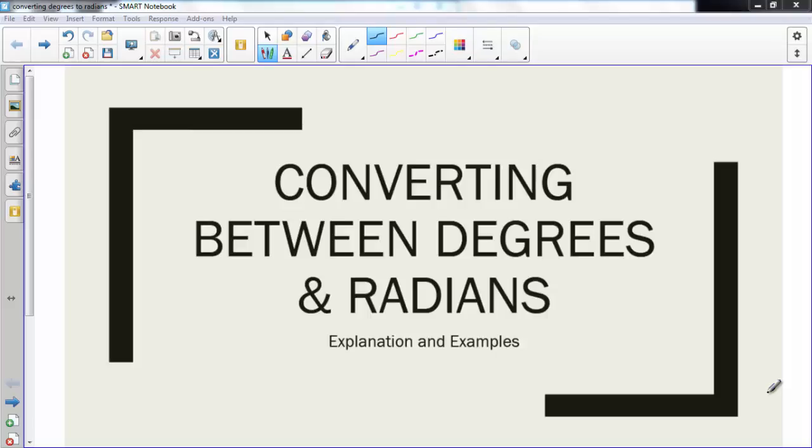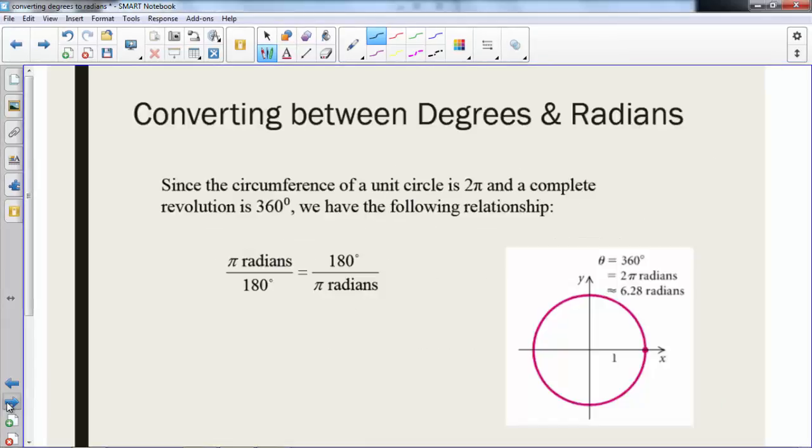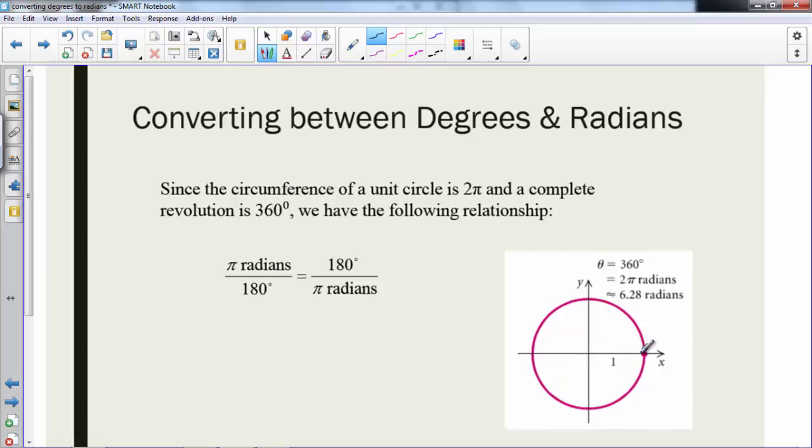In this video, we're going to be converting between degrees and radians. Since the circumference of the unit circle is 2 pi and a complete revolution is 360 degrees, we have the following relationship. If we go halfway around the unit circle, which is 180 degrees, we have traveled pi radians. So the main thing that we'll be using in this video is the ratio of pi radians to 180 degrees, or 180 degrees to pi radians.